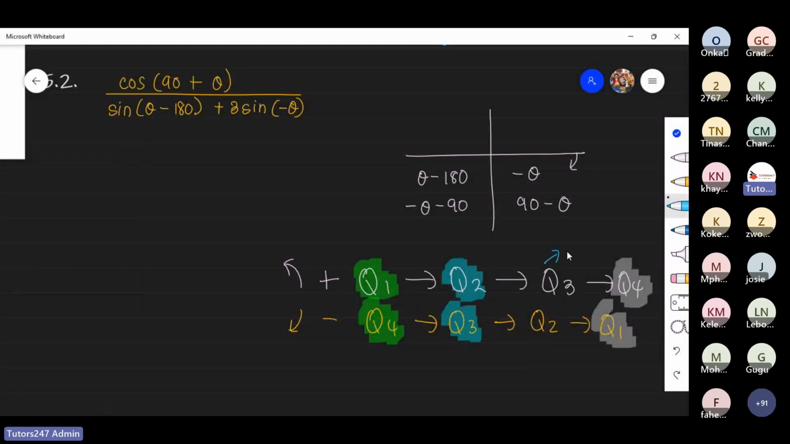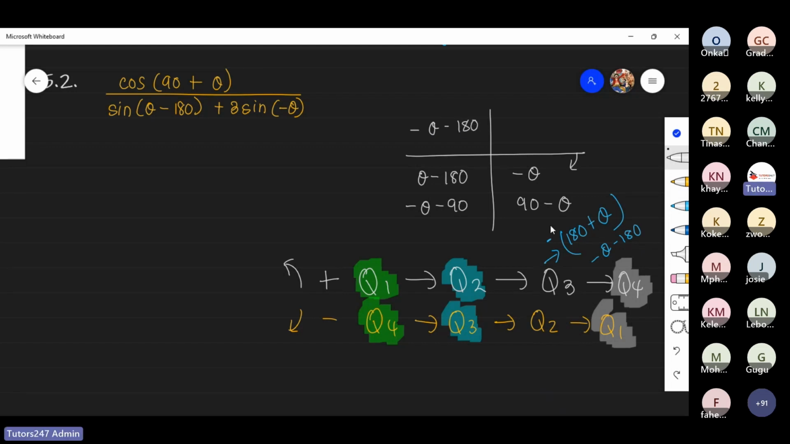So we know that within quadrant 3, we have 180 plus theta. If we multiply this by negative, we're going to end up with negative theta minus 180. So that's what I'm going to put in here.